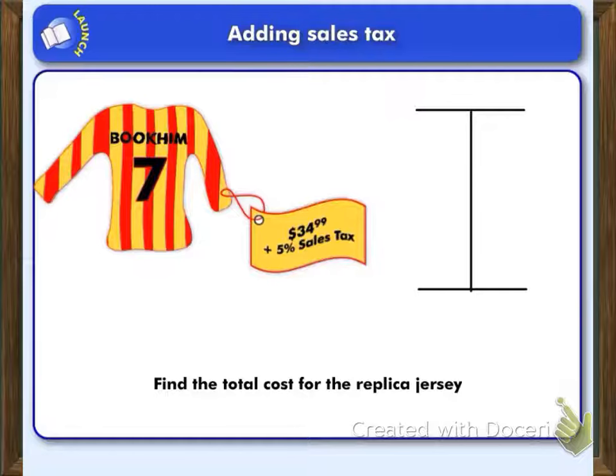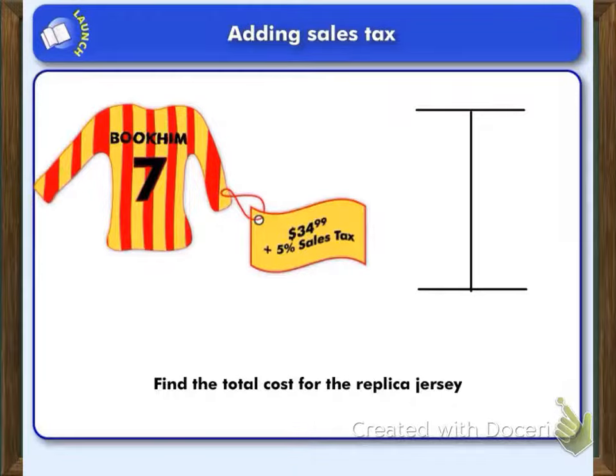Alright, so let's look at this problem. If we are going to solve this, it says find the total cost for the replica jersey. If I look at the picture, the jersey costs $34.99 plus a 5% sales tax. So that means I have to add on 5% of that cost.